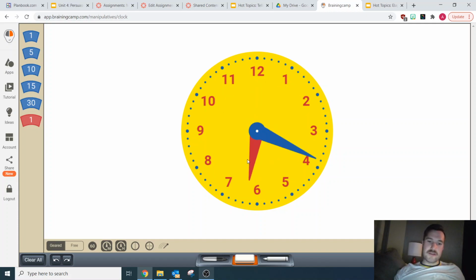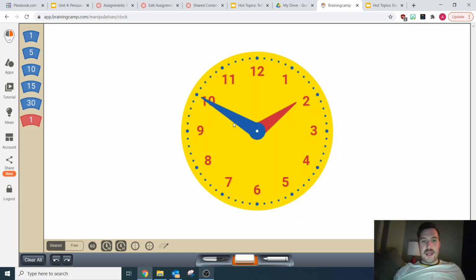So as we move this around, we notice that there are 12 big numbers. So these are our hours: 12, 1 o'clock, 2 o'clock, 3 o'clock, 4 o'clock, 5 o'clock, 6 o'clock. Whatever the red is pointing to is what hour it is.